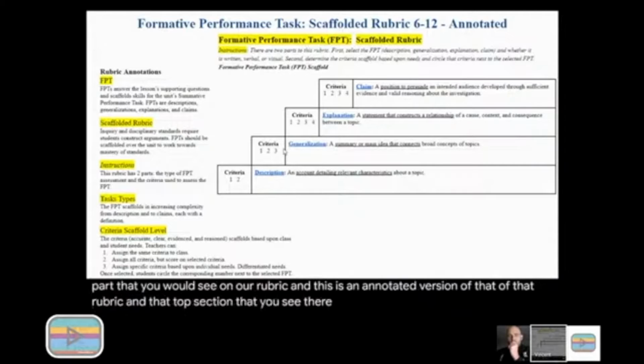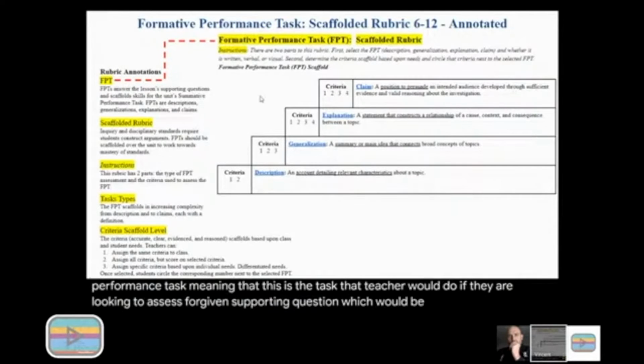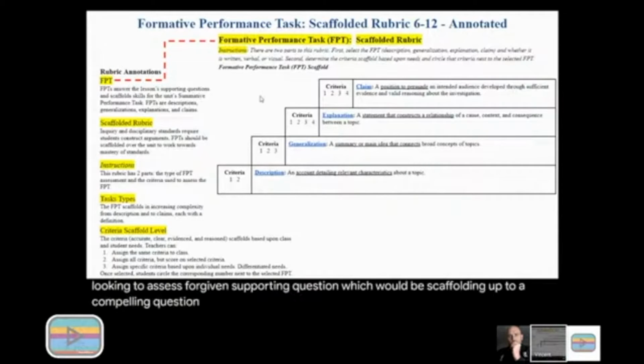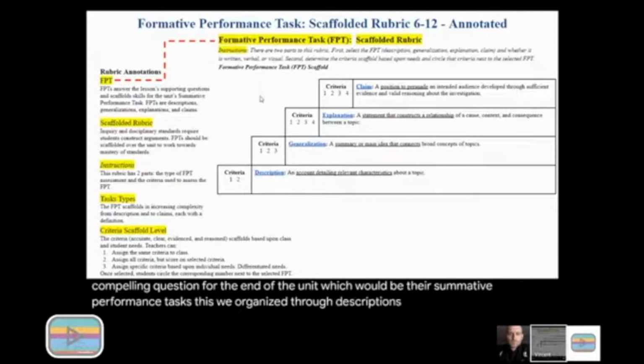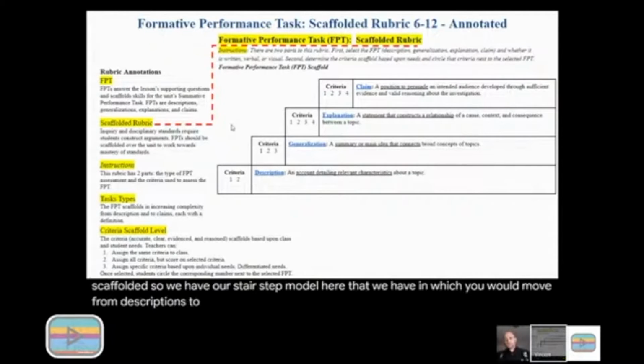As you can see, this is a formative performance task. Meaning that this is the task that a teacher would do if they are looking to assess for a given supporting question, which would be scaffolding up to a compelling question for the end of a unit, which would be their summative performance task. This we organize through descriptions, generalizations, explanations, and claims. You will also see that this is scaffolded, so we have our stair-step model here, in which you would move from descriptions to generalizations and so on. You'd be scaffolding these skills throughout.